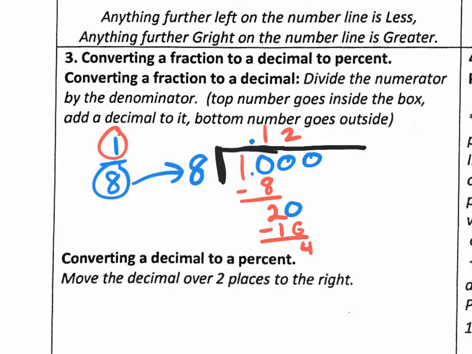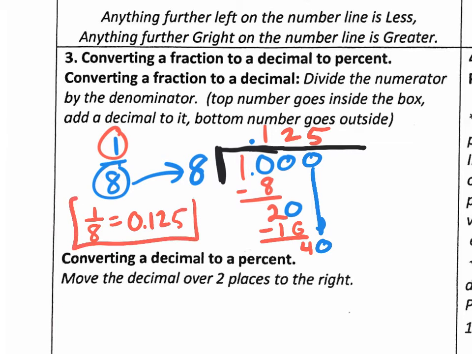All right, so I have a 4 here. Again, I add a 0 and drop that 0 so it looks like 40. And finally, 8 times what is 40? 5. So we finally finished right there. We got that 1/8 is really 0.125. So that's how you convert a fraction to a decimal. And we actually did that a couple of times just a couple of minutes ago on this video.